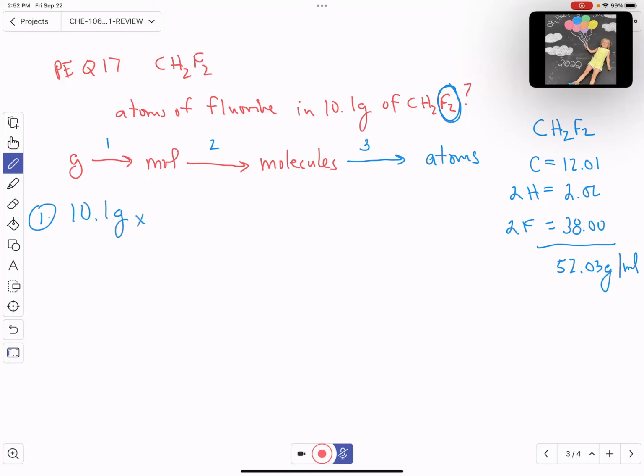So 10.1 grams. We went to the periodic table, got the molar mass of carbon, hydrogen, and fluorine, to see that it was 52.03 grams per 1 mole. So 10.1 divided by 52.03, and we get about 0.194 moles.